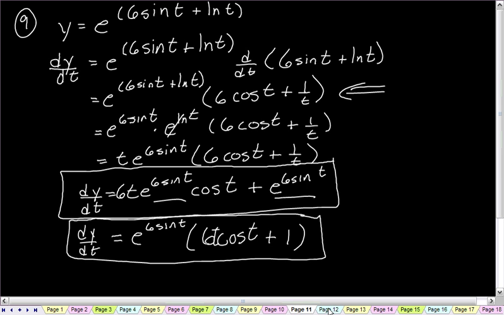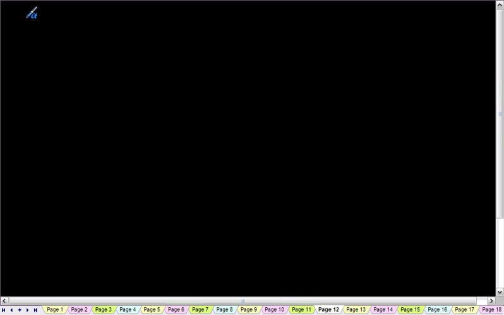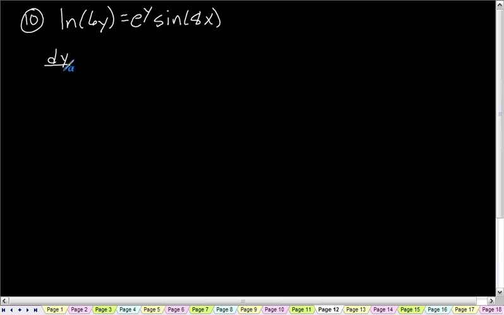Number 10. ln of 6y equals e to the y sine of 8x. I'm tired. Wow. To find the derivative, I'm probably going to have to use implicit differentiation, part of it at least. And I have logarithms, so I'm probably going to use that also. So the derivative is going to look something like this.